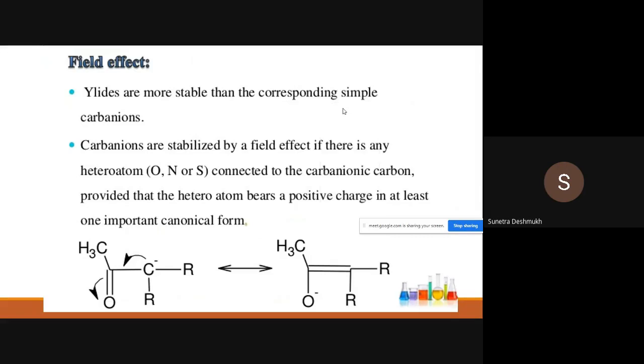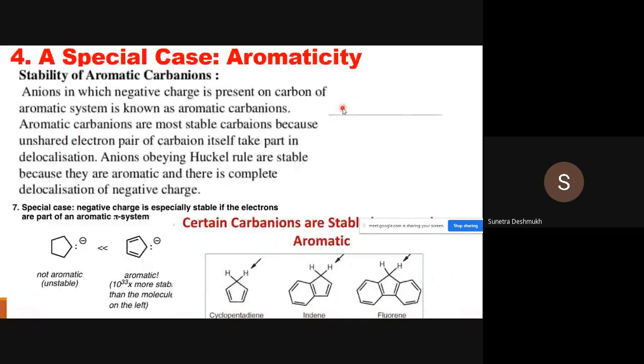Now the next one. A special case of the stability of the carbanion by field effect is aromaticity. We also have to consider this, as it is one of the most important points in defining the stability of the carbanion. If an aromatic compound has a negative charge, then due to that aromaticity we can say that species is more stable.